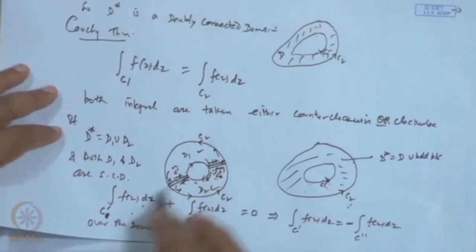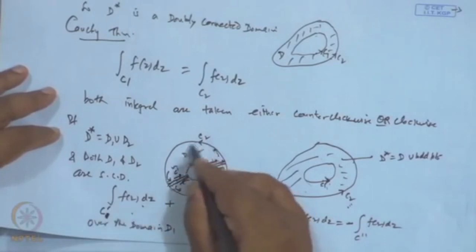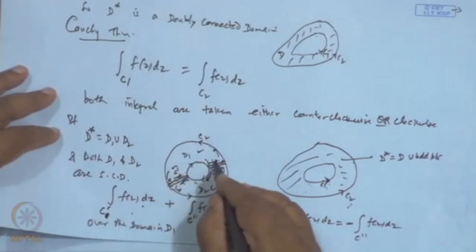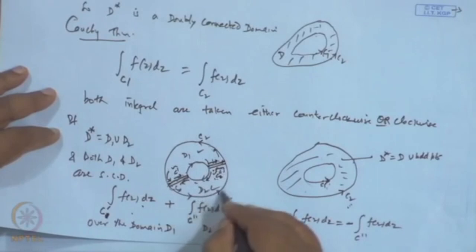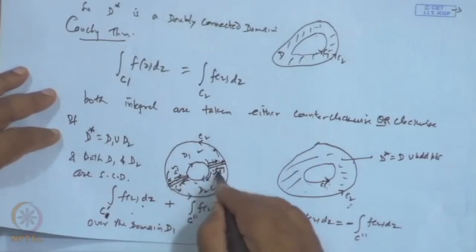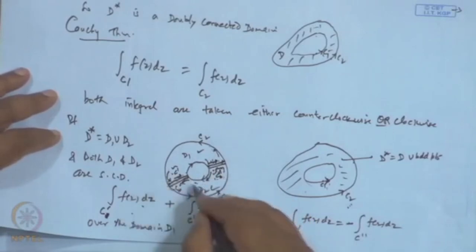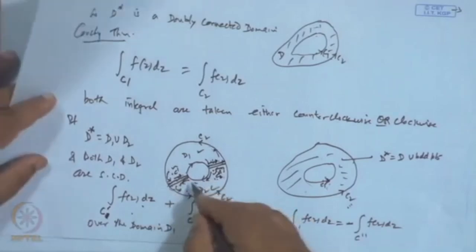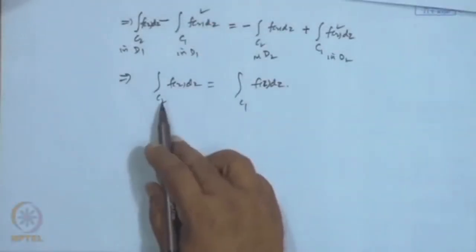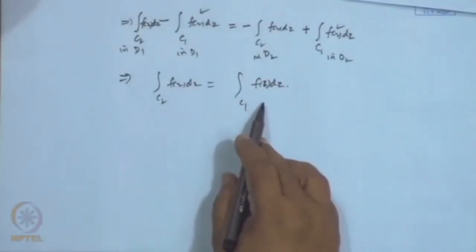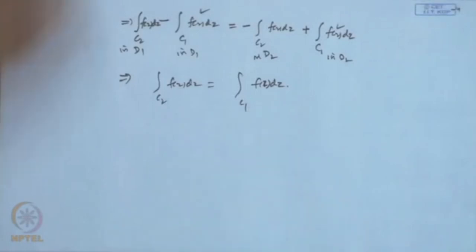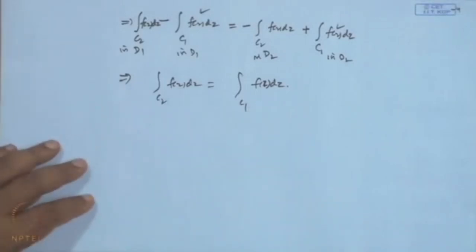So, the value of this integral is 0, which means the value along this plus the value along this must be 0. Similarly, the value of this is 0, which means the value along C2 and this are 0, but these two are opposite, these two are opposite on the same path, and the function is the same, so the value will not contribute. Therefore, the value of the integral along the outer boundary is the same as the value along the inner boundary, and that proves the result. Okay?